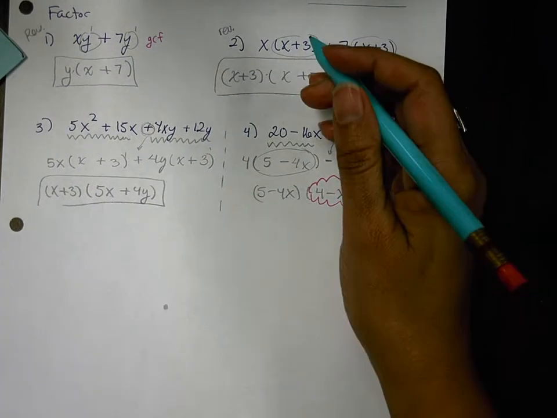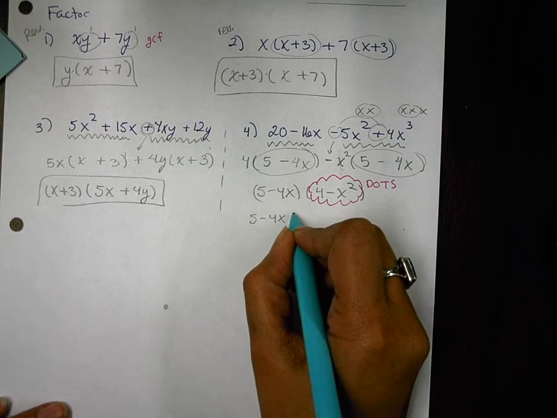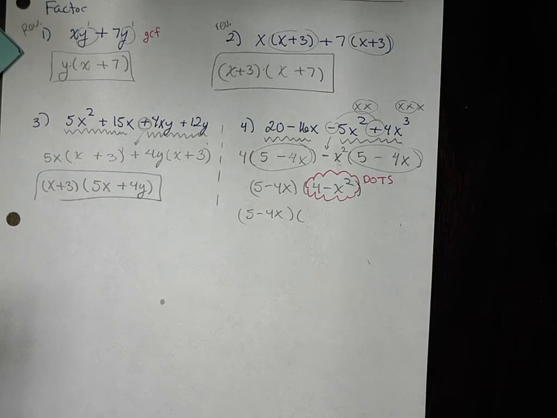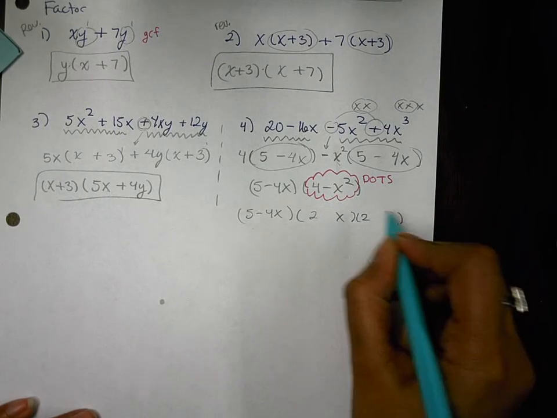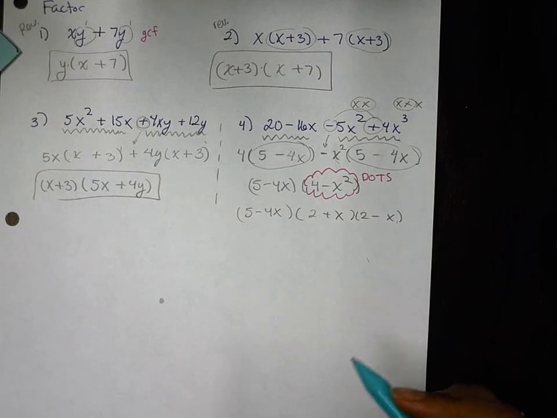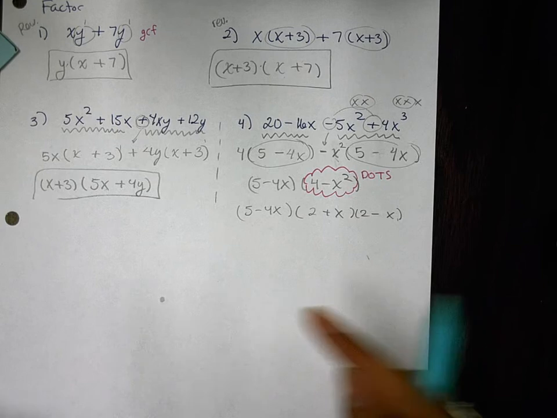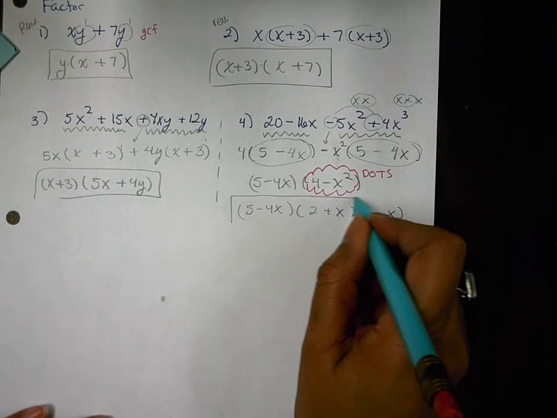And what do I do there? This is going to stay 5 minus 4x. And it's a difference of 2 squares. It's backwards, so you're going to factor backwards. 2 is going to go in the front, x and the x at the end. One's plus, one's minus, or minus plus, it doesn't matter. 2 times 2 is 4. x times x is x squared. You change your signs, and that's factored completely.